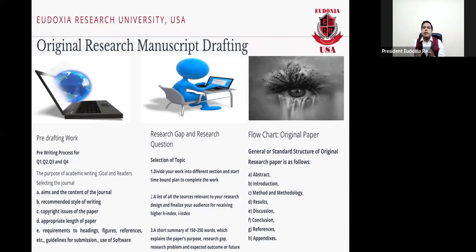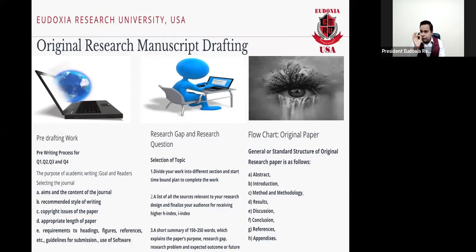This all will depend upon what the journals are. Don't go with only one journal. At first, you should have one picture: this is my journal, this is my domain, and these are the journals, and now I am starting to write my paper.